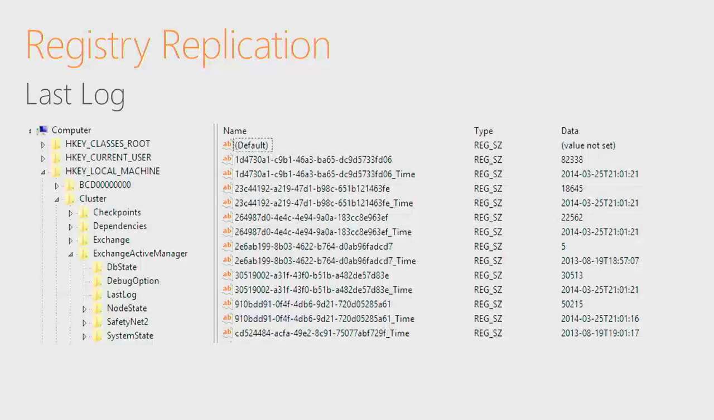Now, we do this for a few reasons. One, when we're calculating the copy queue of a particular database, we're looking in the registry and taking this value that we find here, and subtracting it from the last log that was inspected on the target node, and that will give us our copy queue.